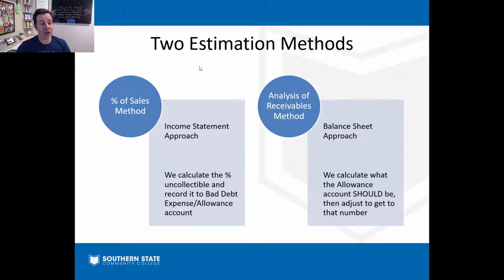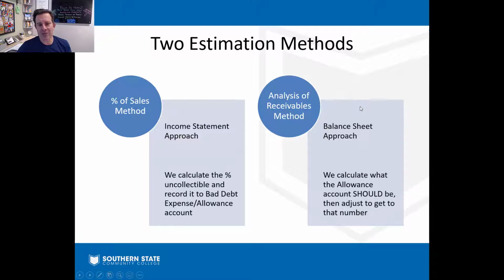Okay, so under that percentage of sales method, it's an income statement approach. We're making the calculation based off an income statement number. Sales, specifically credit sales. And whatever number we calculate, that's the number we plug into bad debt expense. That's why we call it an income statement approach, because we're using an income statement number and then we're plugging it right into bad debt expense, whatever we calculate. That's probably the easier of the two methodologies.